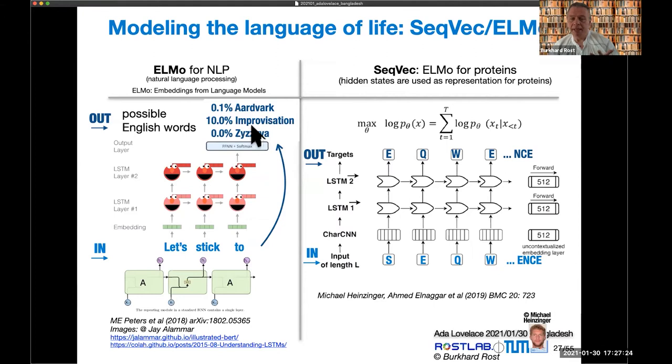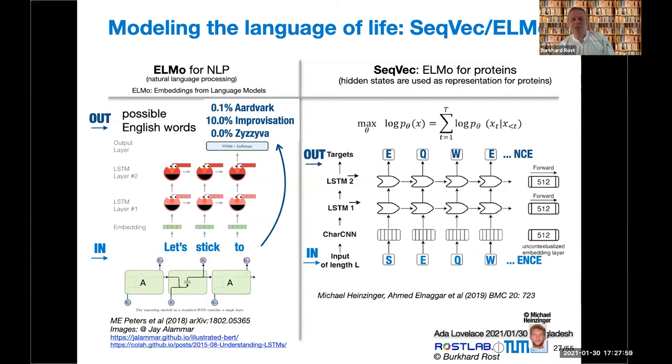Okay. And now we take the same sort of language model, and rather than using sentences, we use our protein sequence, where every letter corresponds, in the natural language processing, to a word. Now it is an amino acid. And just like we predict the next word, we predict the next amino acid. So if you see an S, you want to predict the E. If you see an E, you want to predict the Q, and so forth and so on. So the machine essentially learns to predict the next letter in a protein sequence.